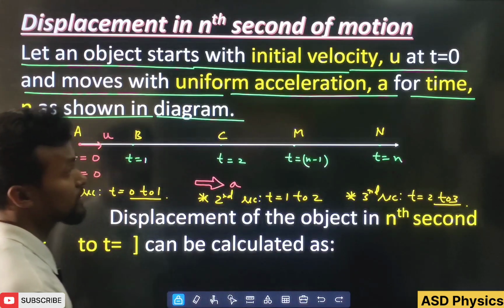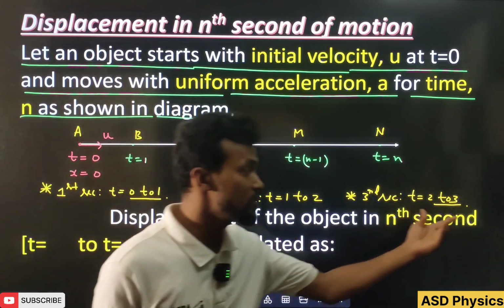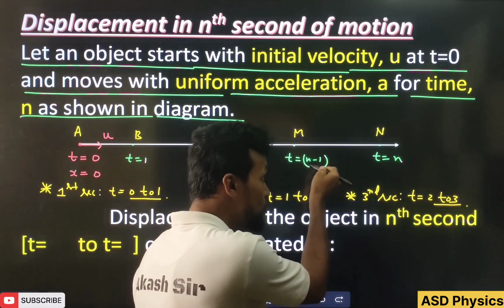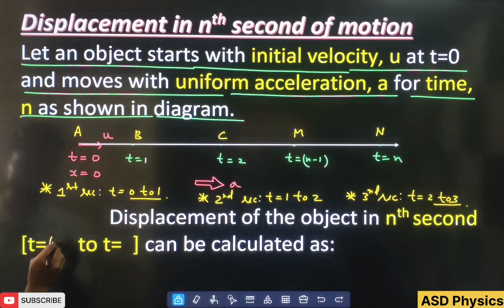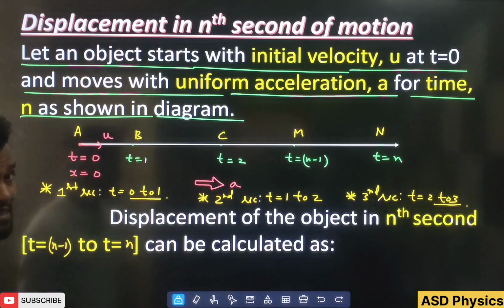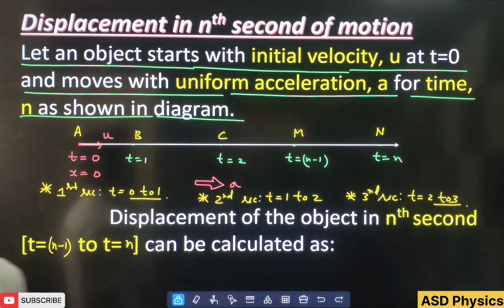Similarly, nth second means the displacement of the object in the nth second. That means where to where? Guess please. t equal to n minus 1 to t equal to n. What I am writing here: t equal to n minus 1 to t equal to n. That is called the nth second. Okay. So in this nth second, the displacement of the object can be calculated as follows.